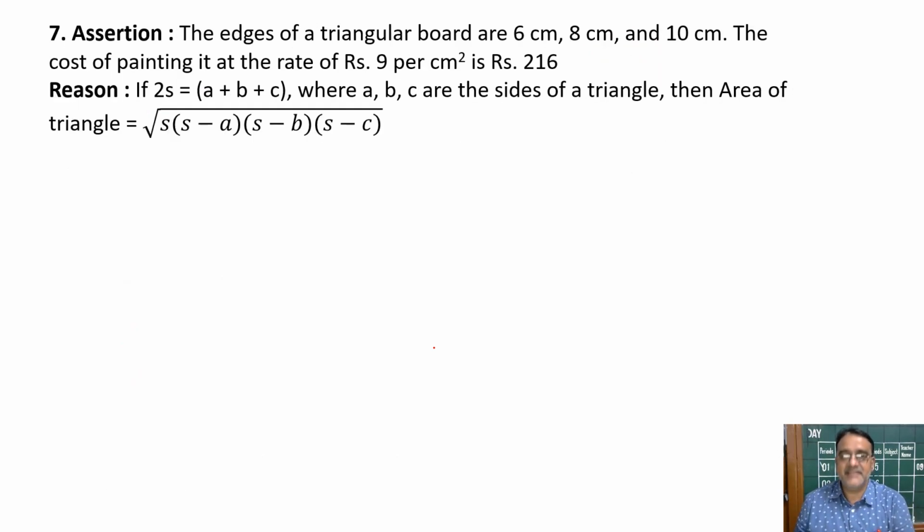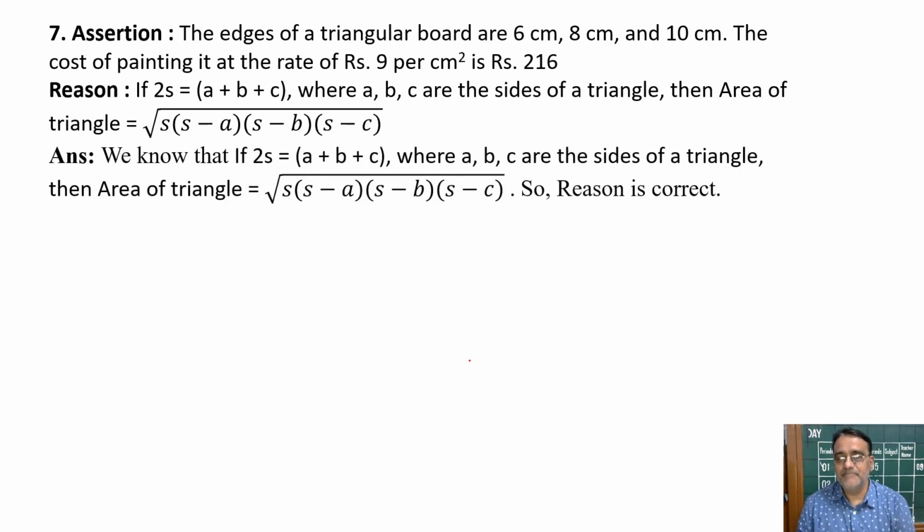Assertion. The edges of a triangular board are 6 centimeter, 8 centimeter and 10 centimeter. The cost of painting it at the rate of rupees 9 per centimeter square is rupees 216. And the reason is given, if 2s is equals to a plus b plus c, where a, b, c are sides of a triangle, then area of triangle is equals to root over s into s minus a into s minus b into s minus c. Whether the reason is correct? Yes. Right. The formula is also correct. So reason is correct.